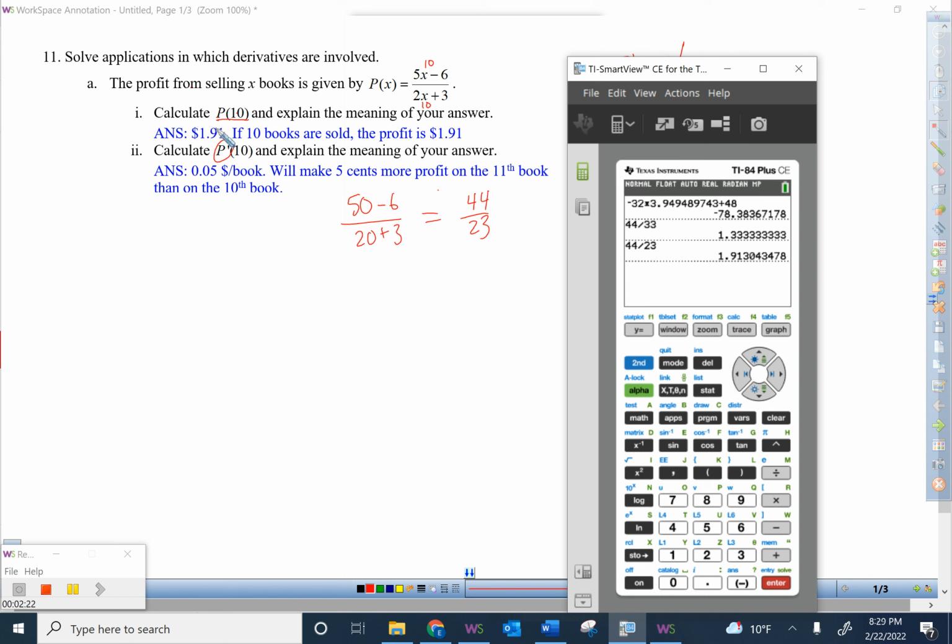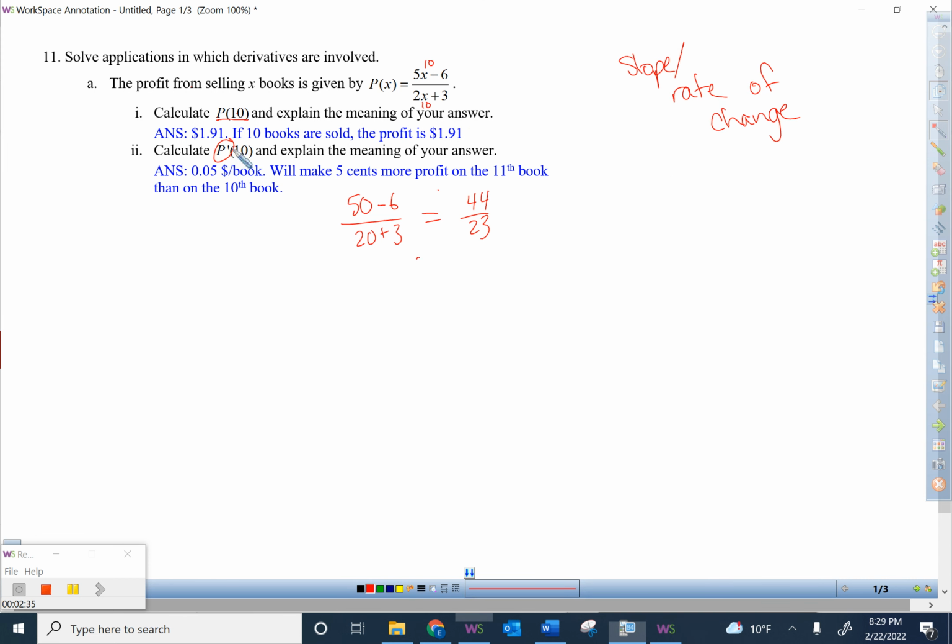Because it's talking about money that you're making from your books, it makes sense to round to 2 decimal places. So their profit off of 10 books is really not that much. It's just $1.91. Then the next one, the derivative is talking about instead of just the books being sold, it's the rate of the profit at a certain value. So we'll find the number first and then we'll describe in context what it means.